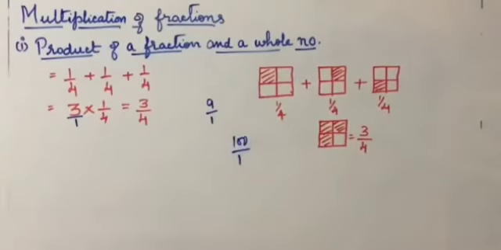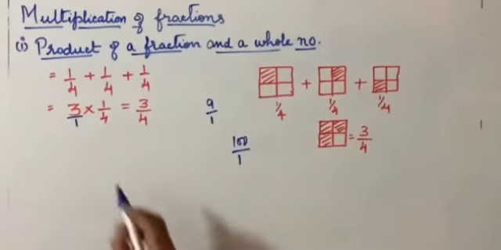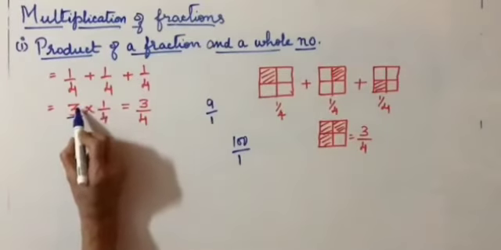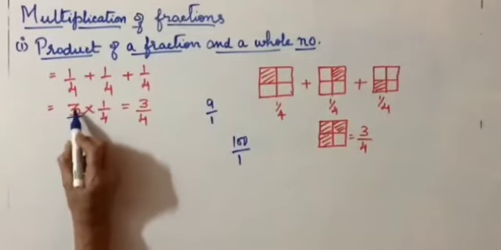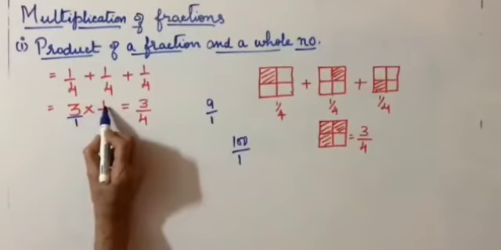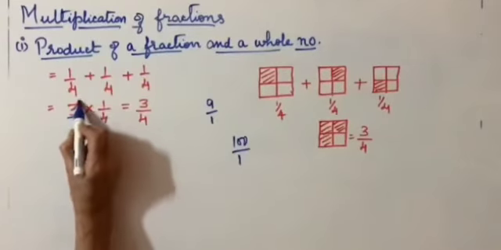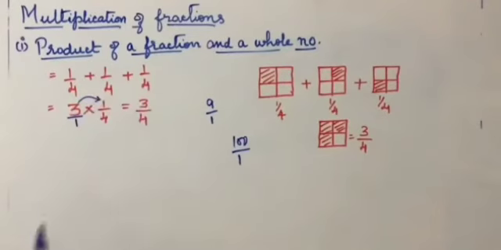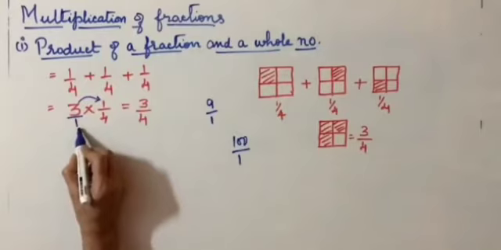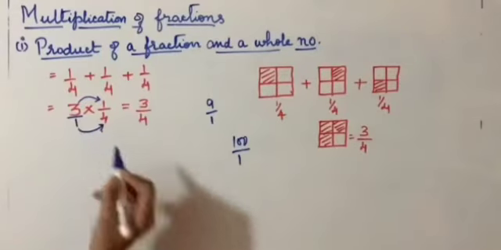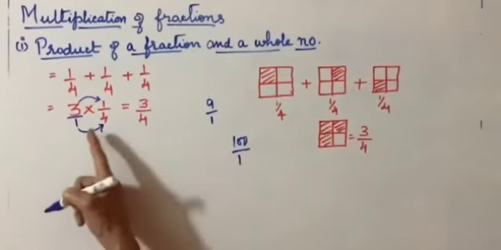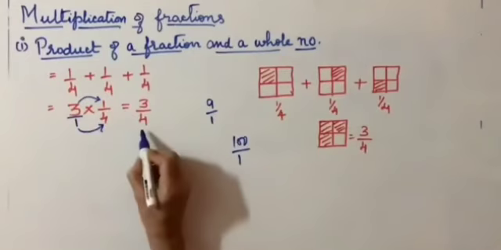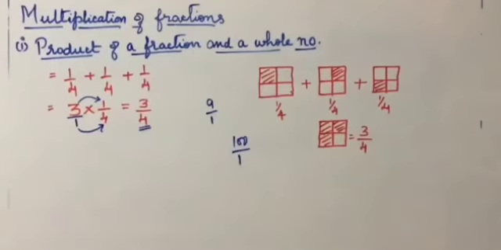But for our convenience, we have written 3 by 1, and here is the rule, let me explain. Numerator of the first fraction into numerator of the second fraction. That is 3 into 1 is 3. Next, denominator of the first fraction into denominator of the second fraction. That is 1 into 4 is 4. That's how we got 3 by 4.